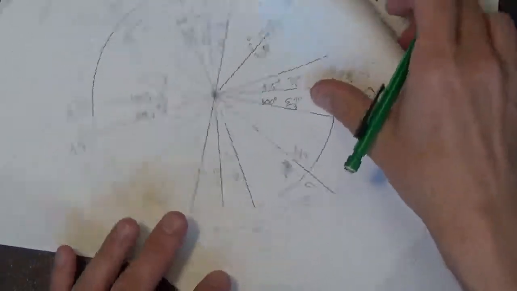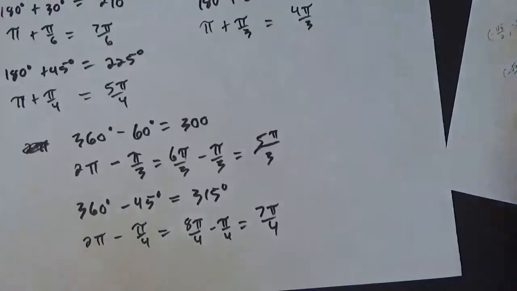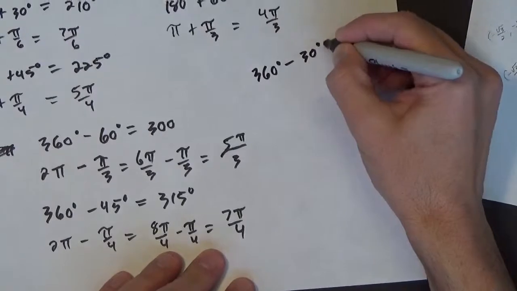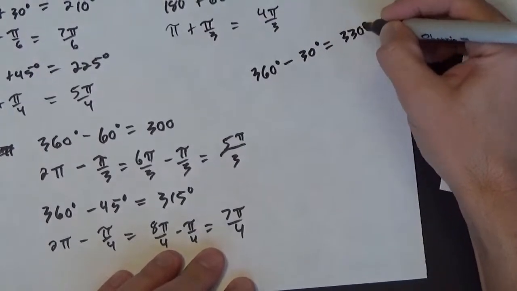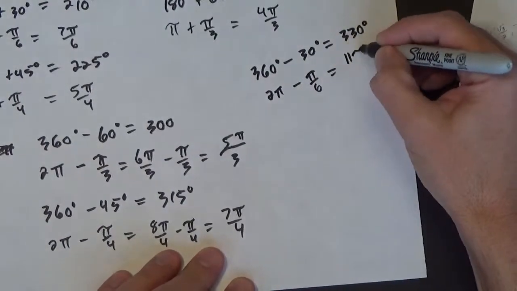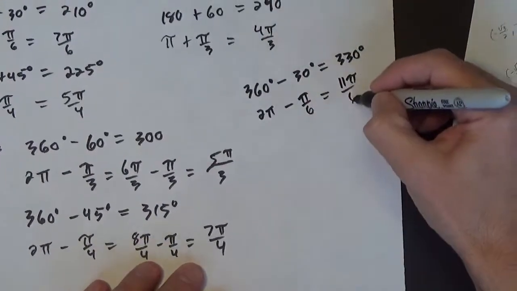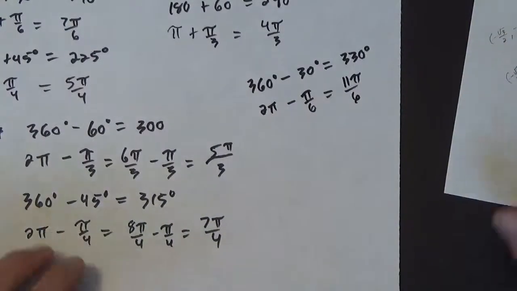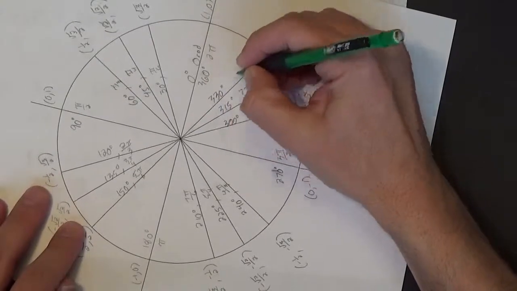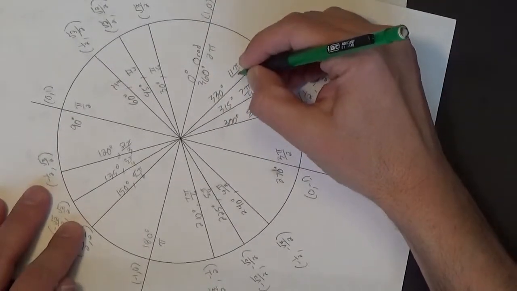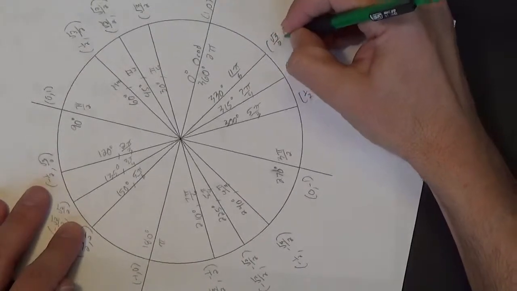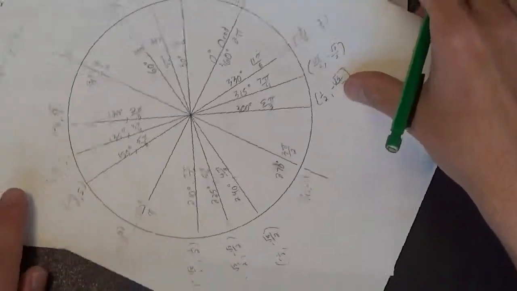All right, one more. This last one has a reference angle of 30 degrees. Let me squeeze that in here somewhere. So 360 degrees minus 30 degrees is 330 degrees. 2 pi minus pi over 6 is 11 pi over 6. So we're going to have 330 degrees and 11 pi over 6. And the coordinates of that are going to be the square root of 3 over 2, negative 1/2.